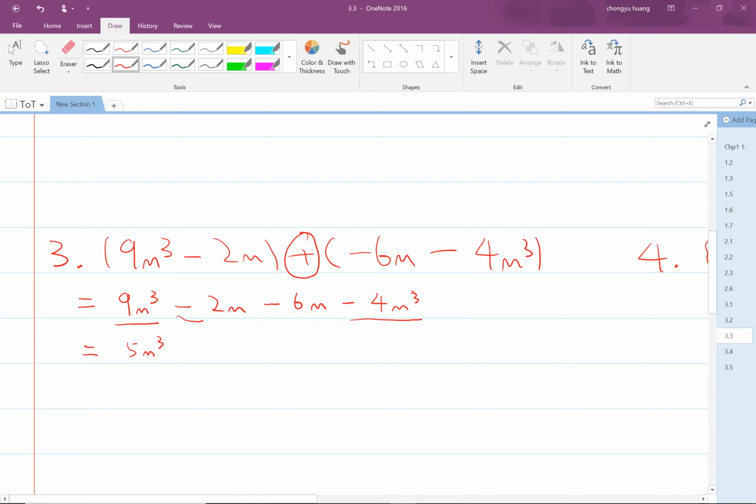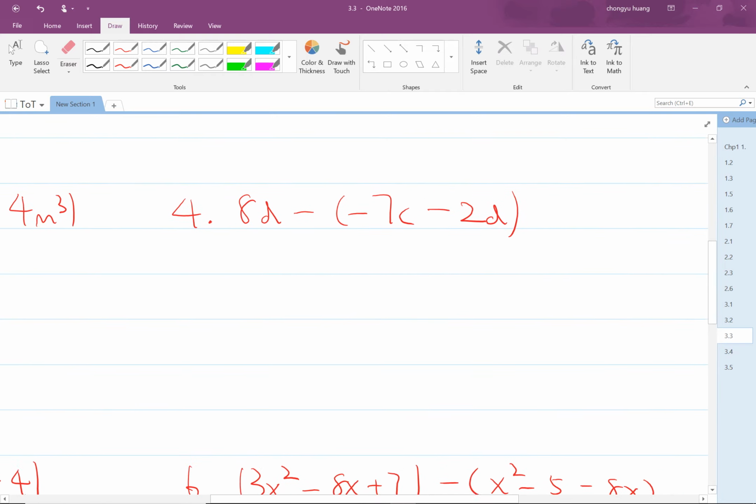And then we got those two, right? We have negative 2m minus 6m, so it's actually negative 8m. Negative 2m minus 6m is negative 8m, right? So now we actually solved the problem for question 3. Okay, so let's move into question 4.